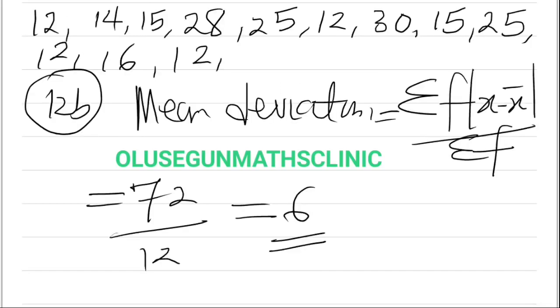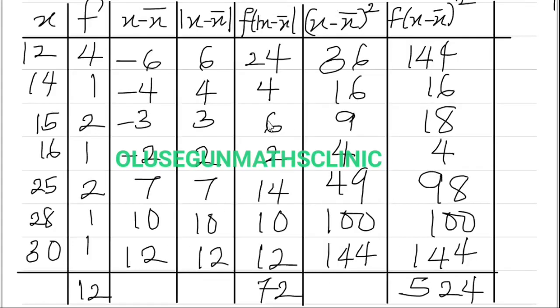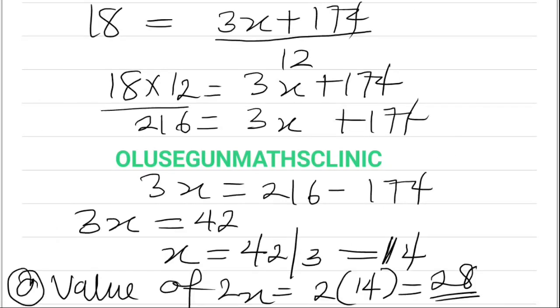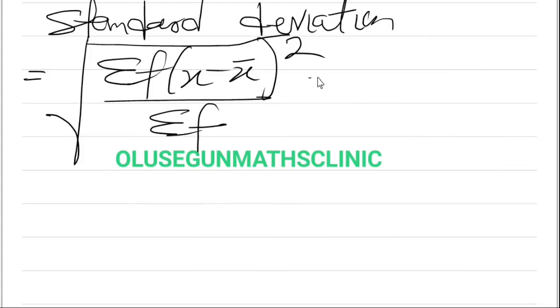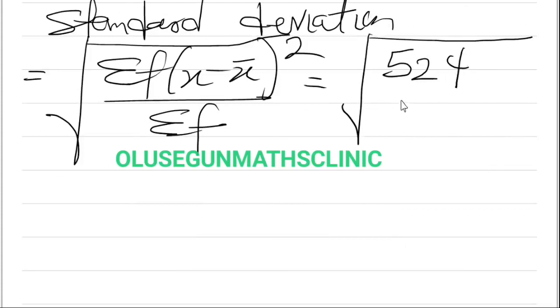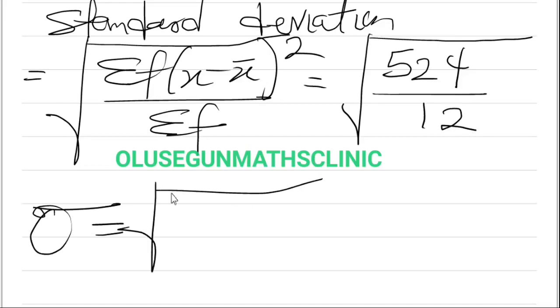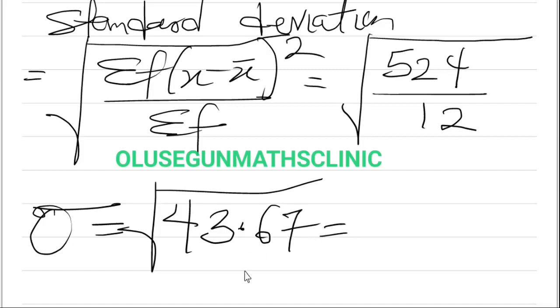Now let's go back and find the values from the table I drew. You see the frequency and x minus x bar. After you have squared it and multiplied with the frequency, you get 144, 16, 18, 4, 98, 100, and 1. By the time we add up together, we get 524. So the standard deviation will be the square root of 524 divided by 12, which is the square root of 43.67. Therefore, by finding the square root, we have 6.61.